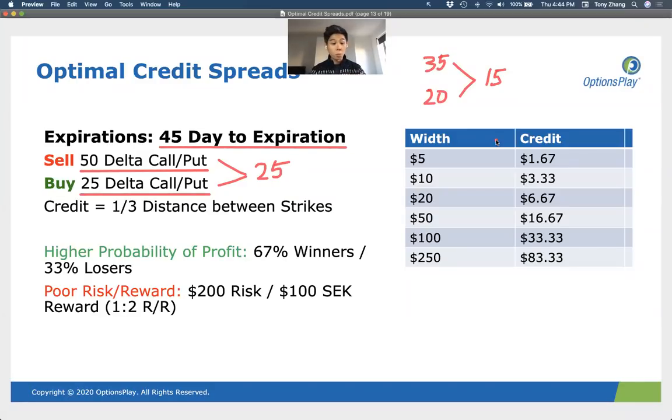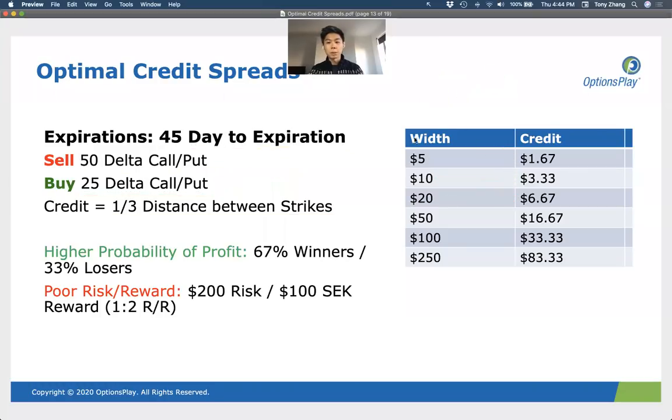But we both agree that generally speaking, you want to try to collect at least 1/3 of the distance between the two strikes. So if you have a $5 wide credit spread, you want to collect about $1.67, $10, $3.33, $20, $6.67. So generally speaking, these are probably the most common credit spreads that you'll sell.